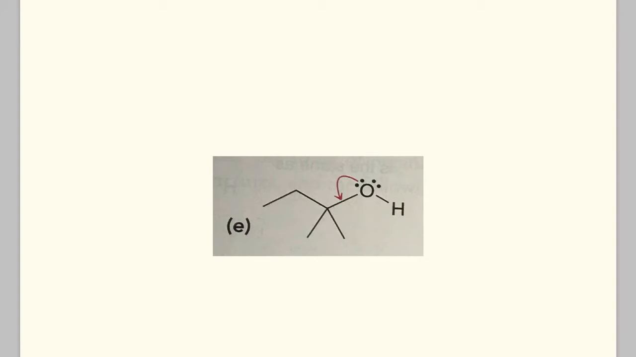Let's look at this problem here. So we've got these carbons drawn out, these lines to methyl groups and stuff. So let's draw the structure that results from this.